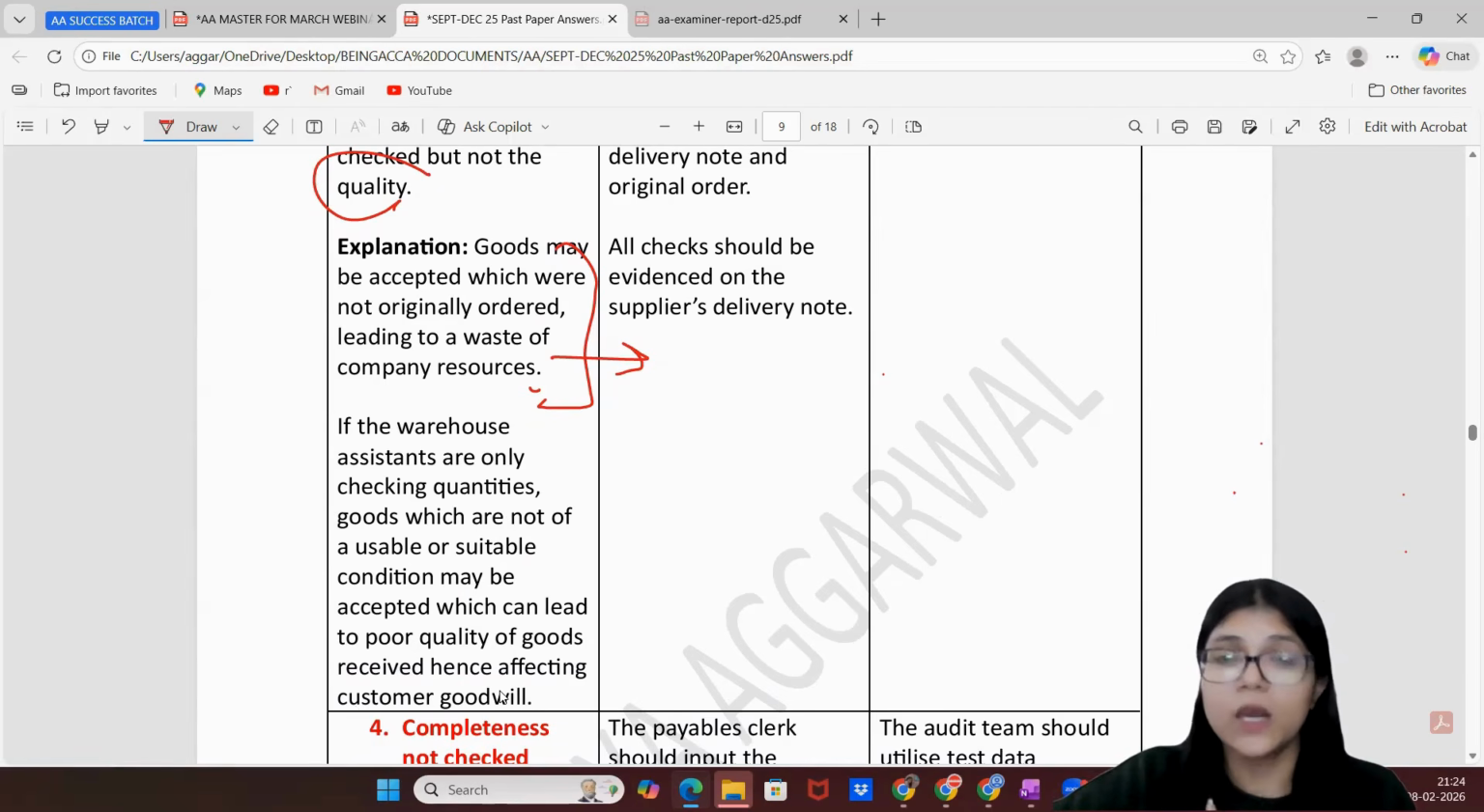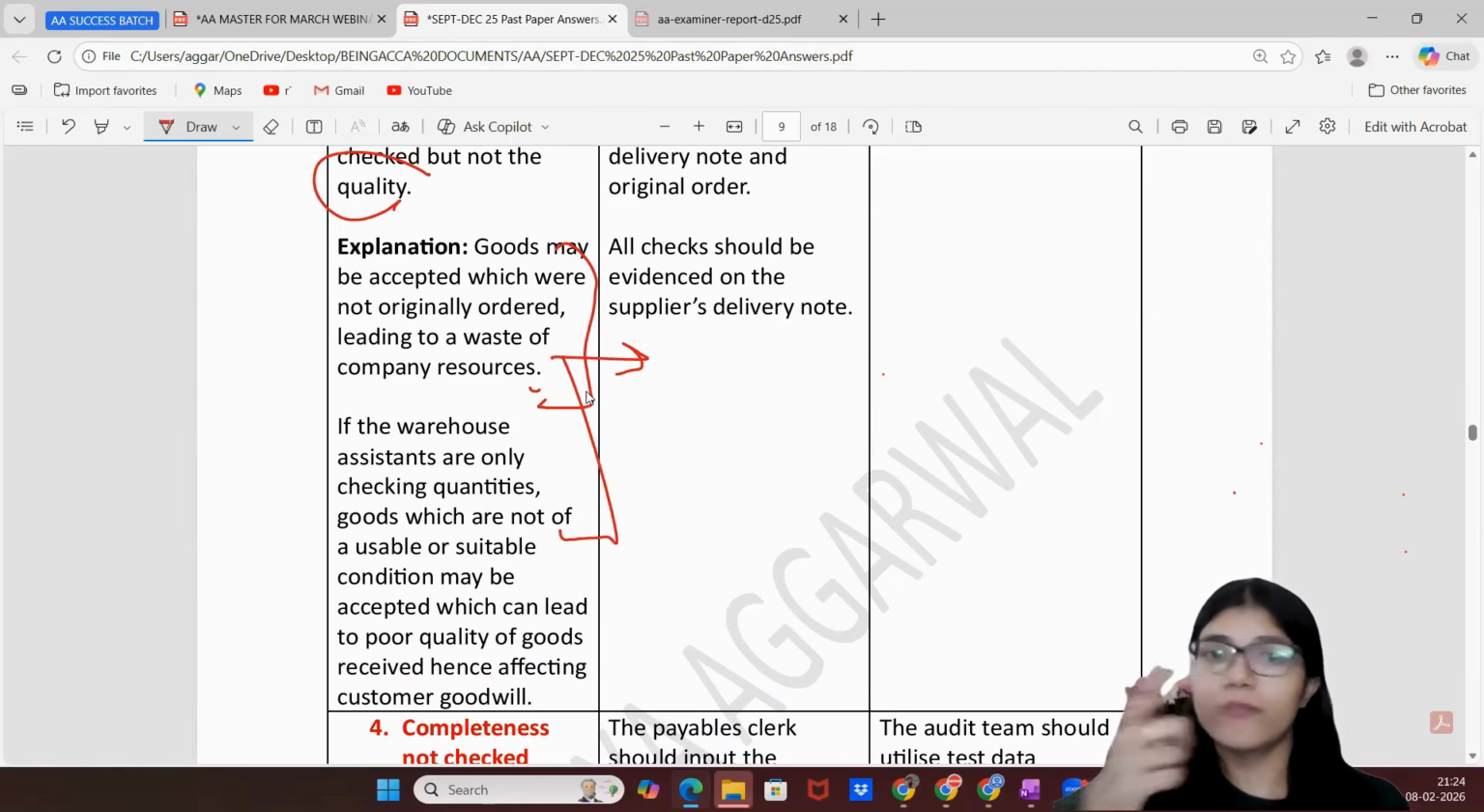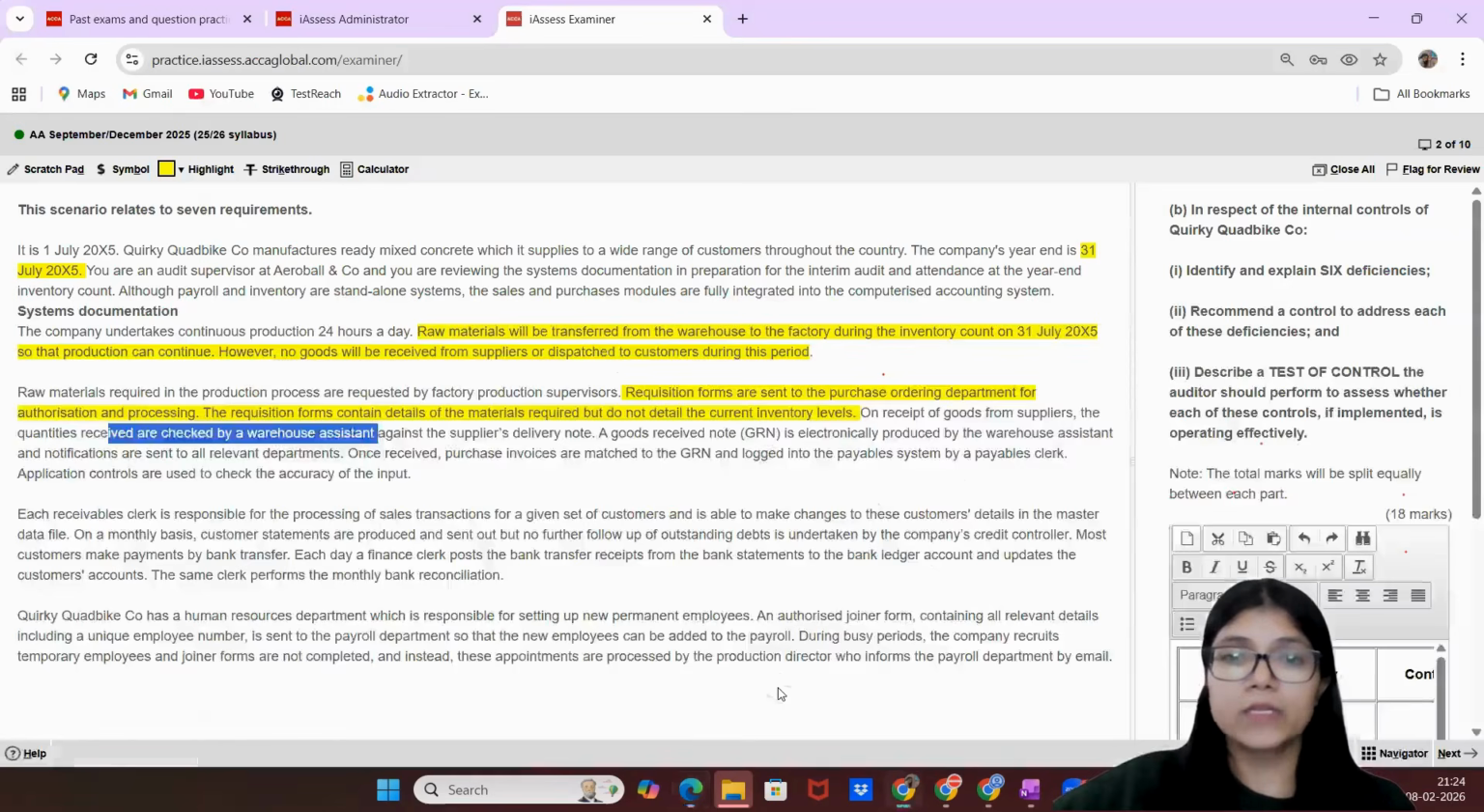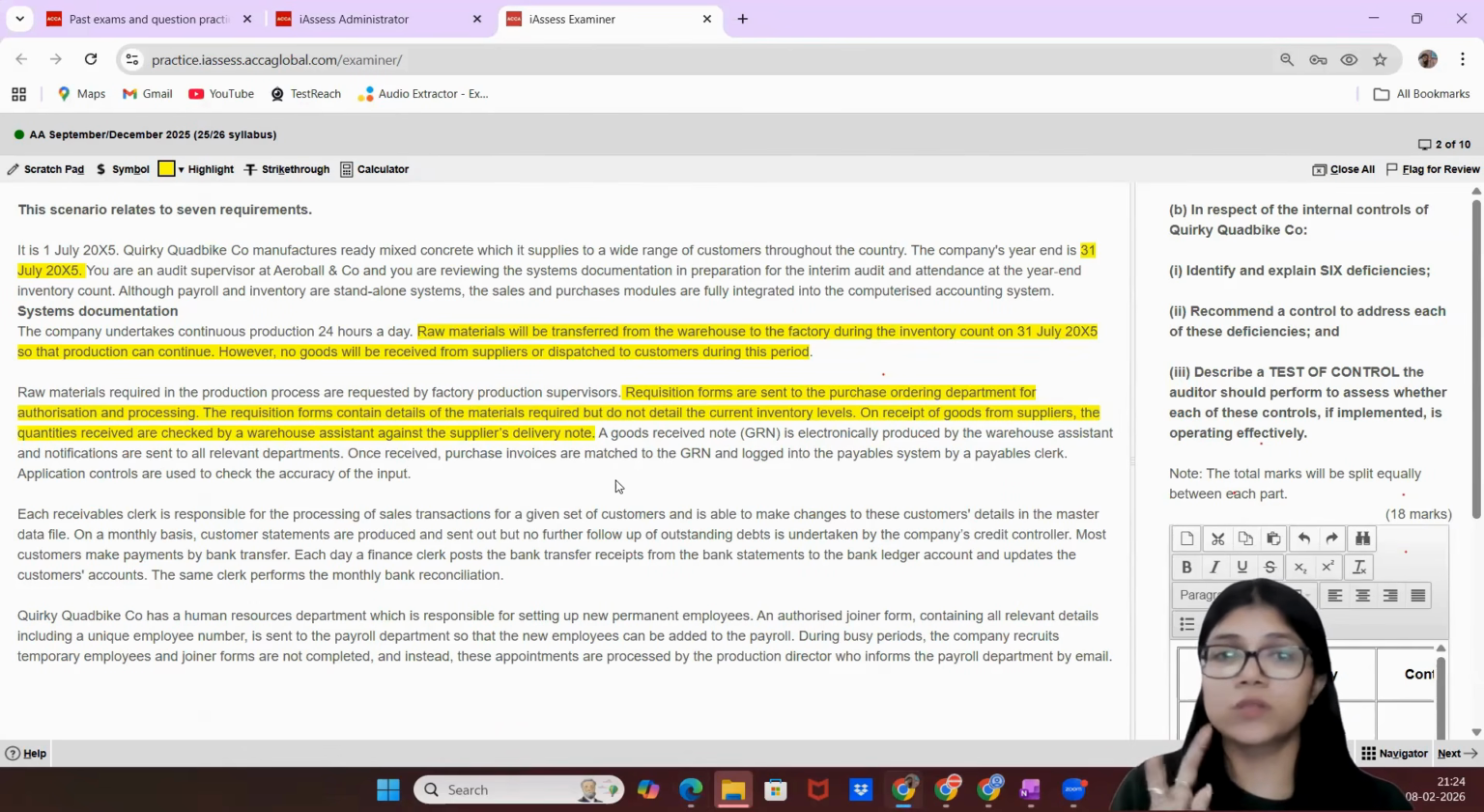Because we ultimately will be providing the same quality goods to our customers also, which is going to lead to customer goodwill issues. So these 2 points you have to mention. And before you ask me whether we can mention only one, you're not going to score full marks, because in this one sentence, the problem is there. In the same liner, they have told both the problems, so you have to talk about both the problems over here. If you're writing one, probably you're going to get only half a mark for the same.